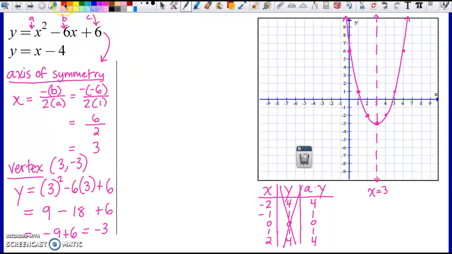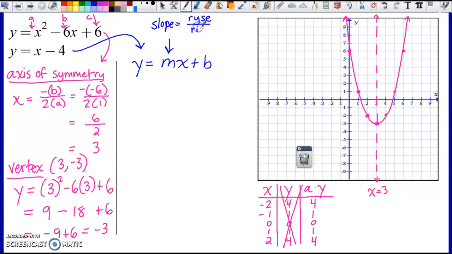Now, the harder part of this problem might be actually just graphing this line, because it's been a very long time since we've graphed a line. This line is in what we call slope-intercept form, m times x plus b. The m is the slope, which is the rise over the run. And remember, I spelled it wrong on purpose to remind you that you have the difference of y's divided by the difference in x's, run.